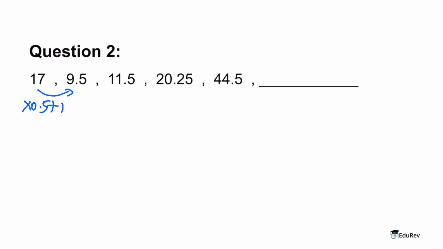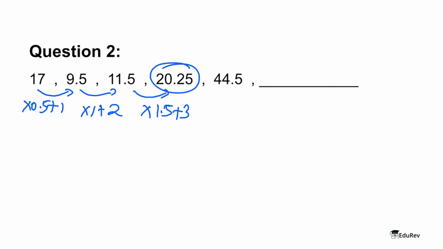But from 9.5 to 11.5, what we need to do is multiply it by 1 and then add 2 to it. I'm sure that all of you are able to see a little bit of a pattern here, but to verify it, we will do it once again. According to the pattern, from 11.5 to 20.25, we multiply it by 1.5 and then add 3 to it, which gives us 20.25. From 20.25, we multiply it by 2 and add 4 to it, which gives us 44.5.